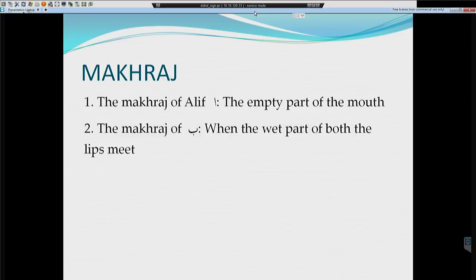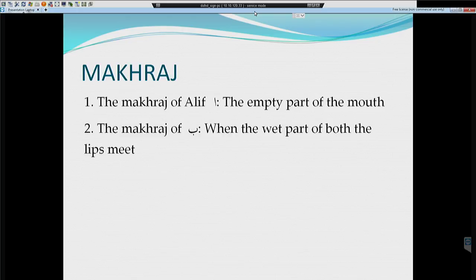Number two, the makhraj of ba. The makhraj of ba, as we just went over, is when the wet part of both of the lips meet. And how do we know what the makhraj of a letter is? We put a sakin on it, and before it we add a hamza with the fatha on top. So ab. If everyone can pronounce with me, ab.